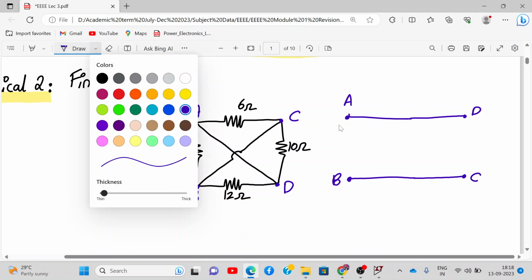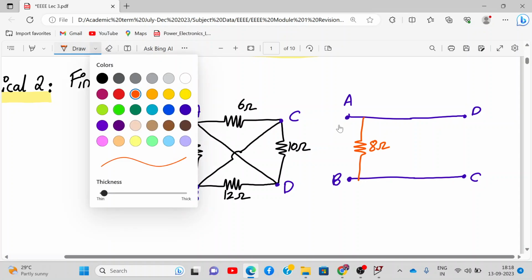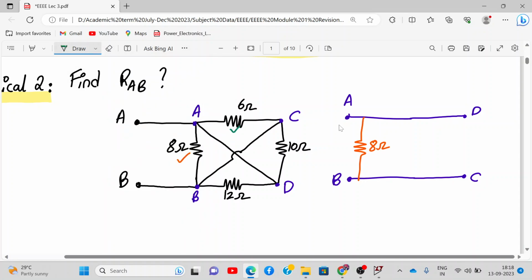Now let us trace one by one. Let me take different colors. This 8 ohm, I'll represent, is connected between A and B. Next, I'll connect this 6 ohm between A and C. So this is A and this is C, and this is 6 ohm.